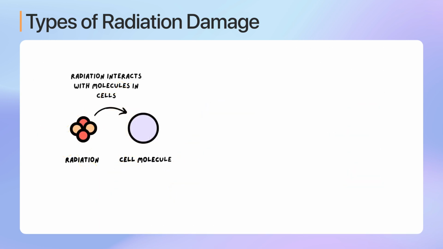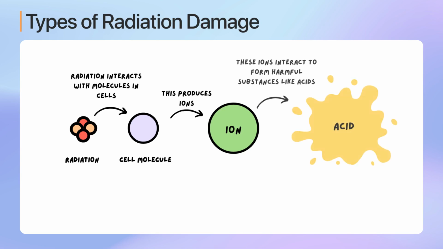The other type of radiation damage that we are going to explore is indirect damage via ionization. Indirect damage occurs differently and is also quite hazardous. This type involves ionization, where radiation interacts with molecules in the cell to produce ions. These ions can subsequently react to form harmful substances, such as acids, which can damage cellular components.